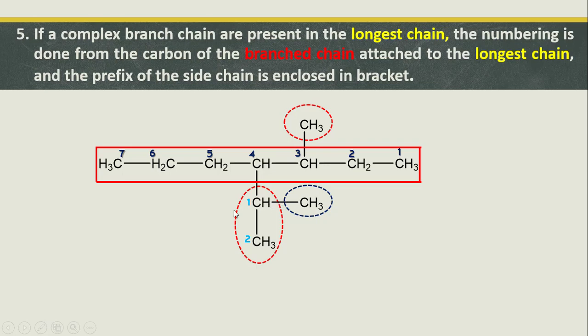Similarly, the methyl group lies on the first carbon, so it will be 1 methyl ethyl. That means 1 methyl group is on the ethyl group, and the ethyl group is attached to the fourth carbon atom. Similarly, 3 methyl, because the methyl group is attached to the third carbon atom, and it is heptane because there are 7 carbon atoms and single covalent bonds. So the name of the compound will be 4,1 methyl ethyl 3 methyl heptane.